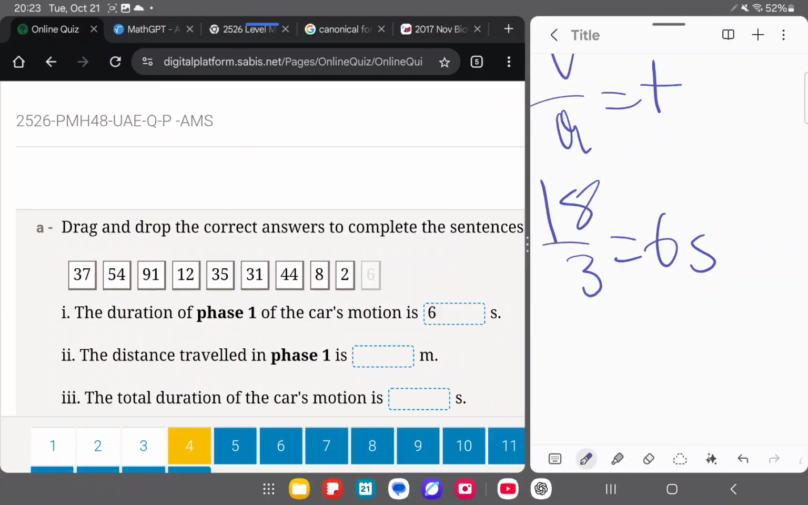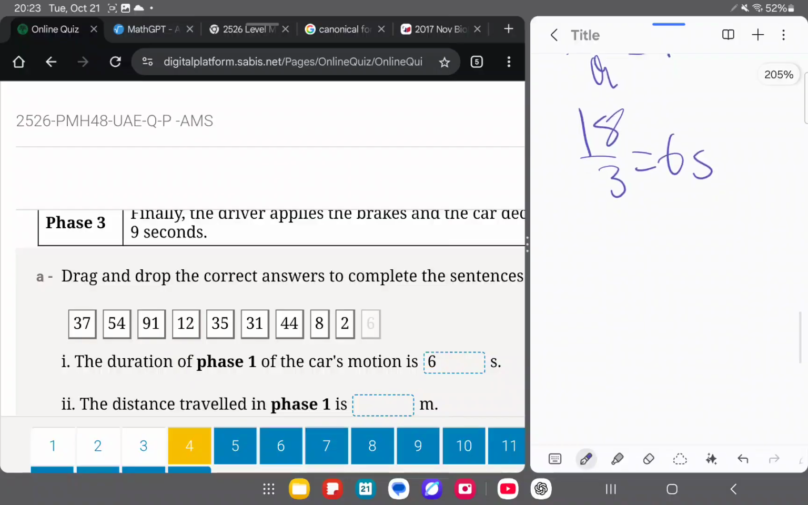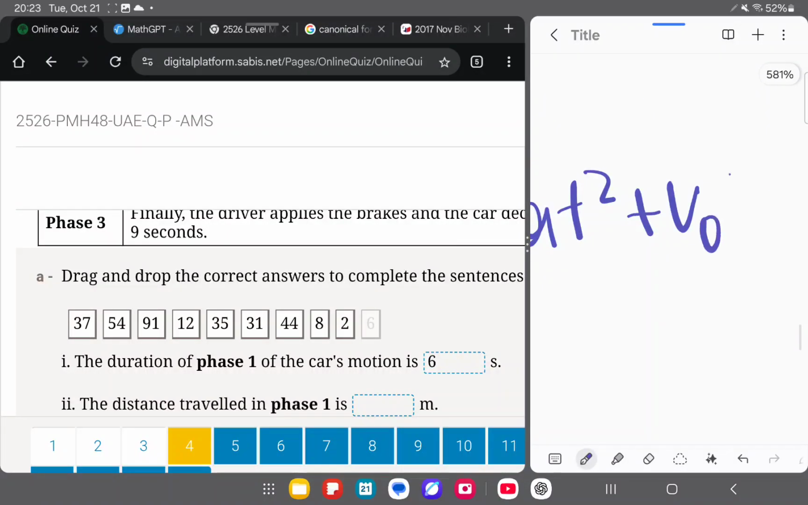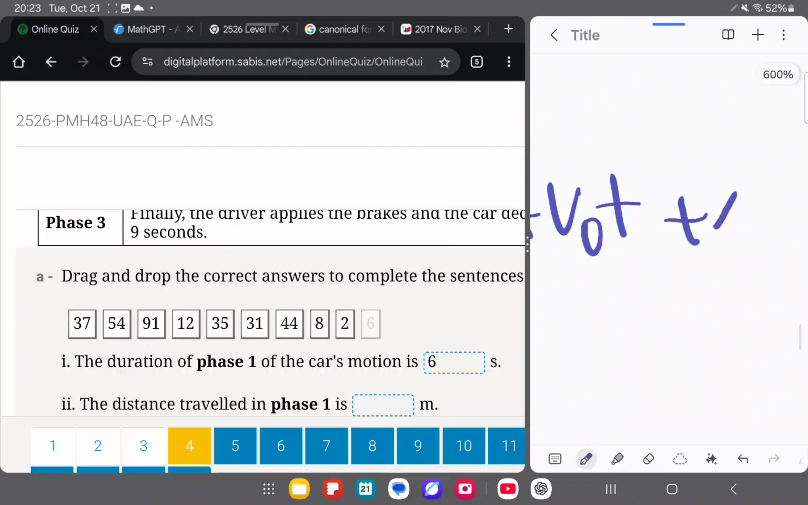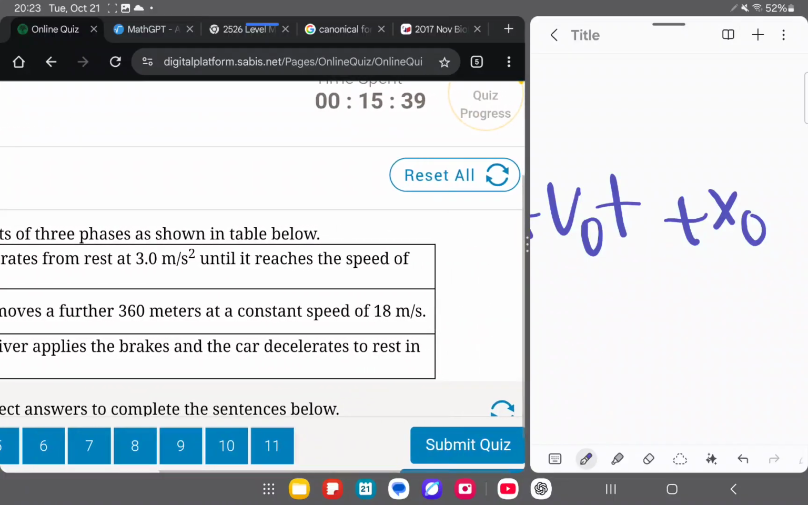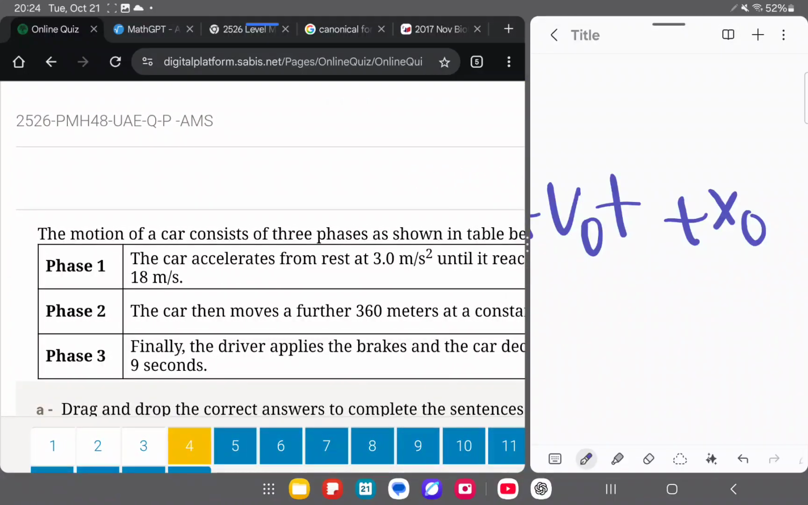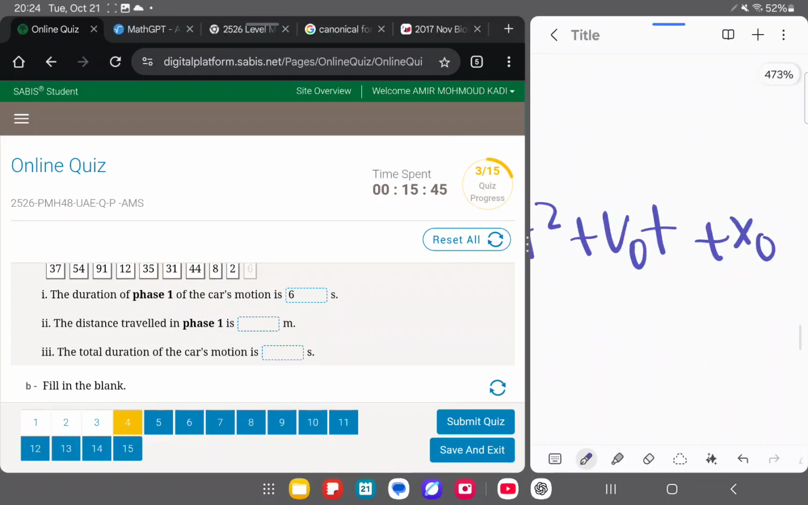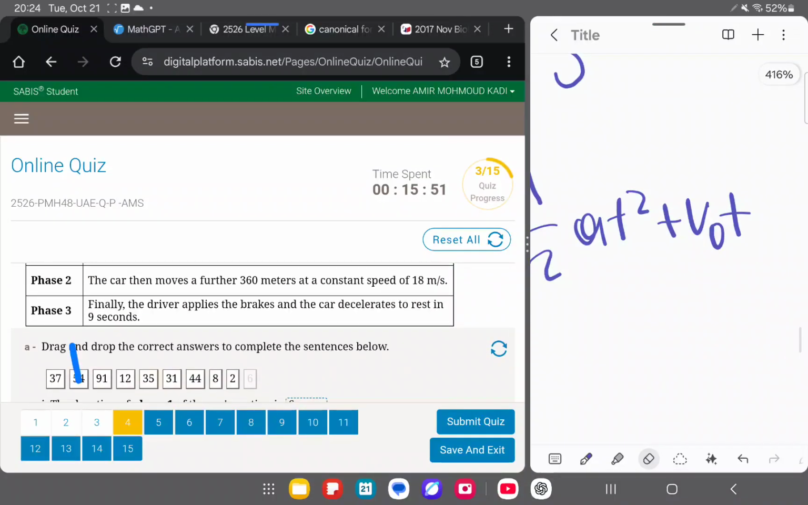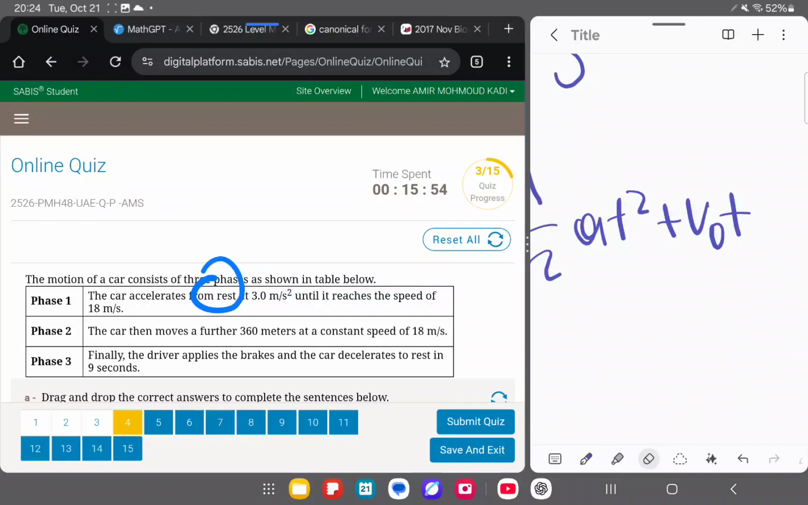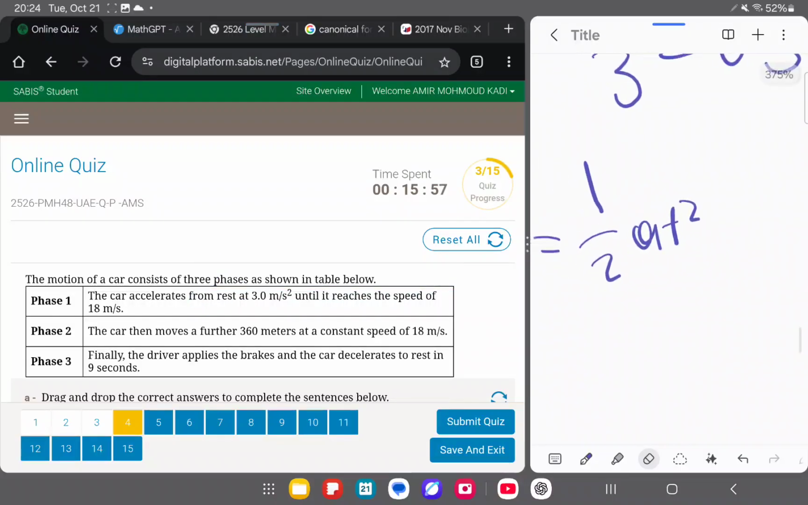The distance traveled in phase 1. Now when we want to find the distance traveled and we have acceleration and velocity, we use the normal formula: x equals 1 over 2 a t squared plus V0 t. And there's no x0. If they don't state anything about the initial position, then x0 will not matter, so we can just cancel that. And we already know that V0 is 0, as stated over here, it's from rest. So if it's from rest, we also cancel this out. So now we just have this.